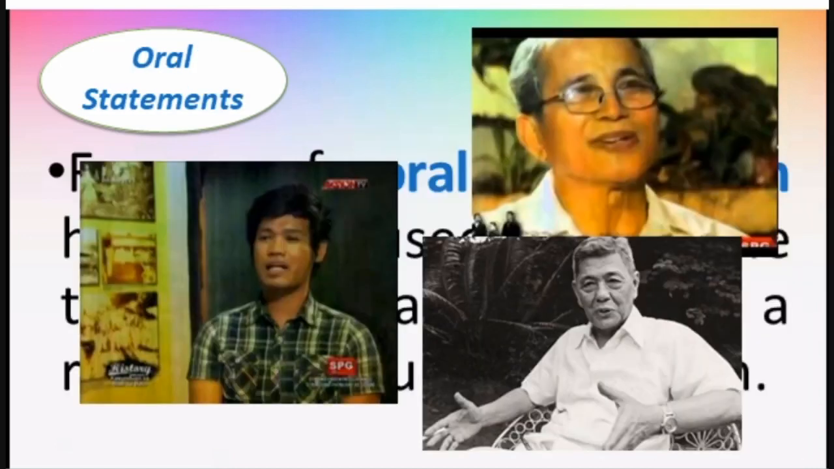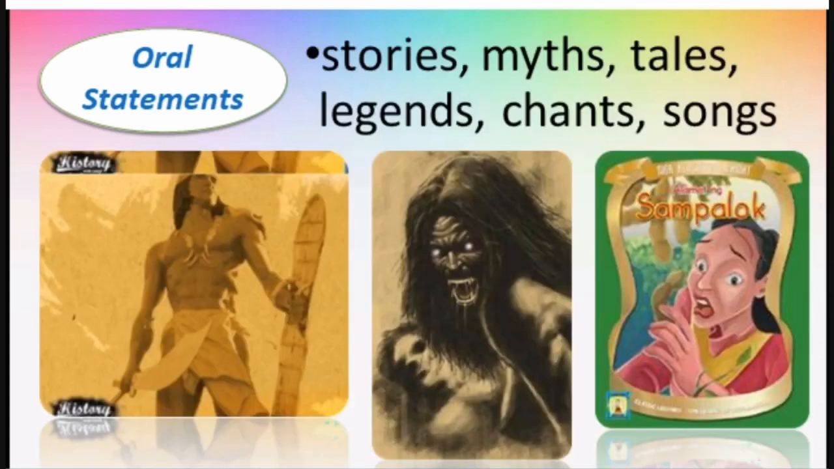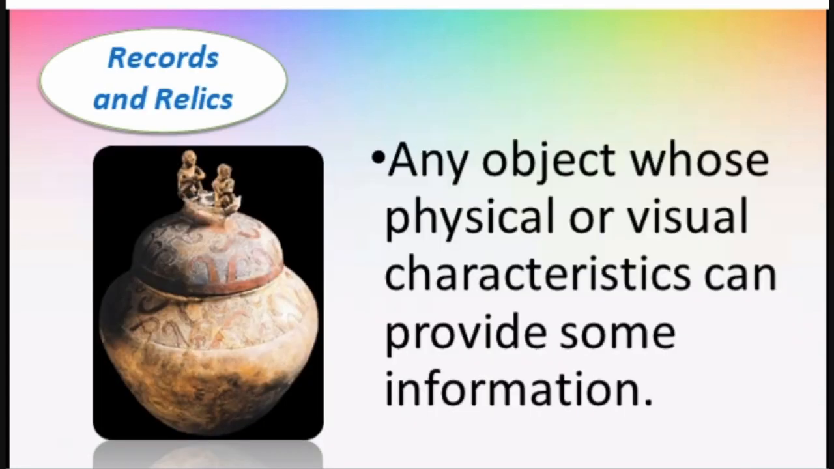So oral statement, as I told, if you want to know about independence, you have to talk to the freedom fighter, right? Who is living in the present, who has lived in the past also. So oral statements, stories, tales, legends, chants, songs, whatever it may be. And records and relics. Relics, as I told you, are any object whose visual characteristics can provide some information. To study the origin of dinosaurs, they rely on relics. Based on the bones, when the archaeology department finds some bones or some skeleton, they can identify which generation it is from. So that is a relic.